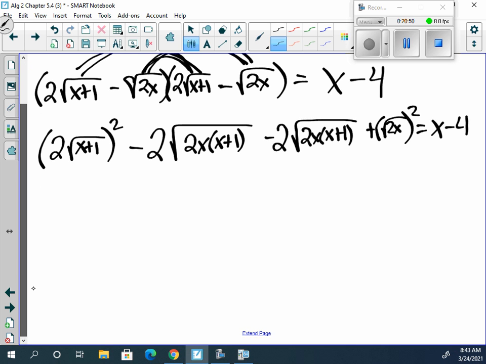Now we do need to simplify some of these squares. So like the first one here, 2 square root of x plus 1 squared. Well, the 2 squared would give us 4 times x plus 1, because that square root and square will cancel out, and we had to apply it to the 2 as well. Good so far?